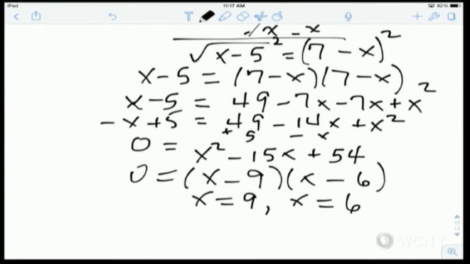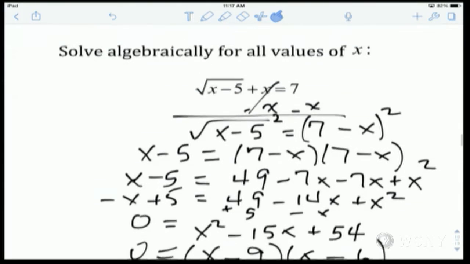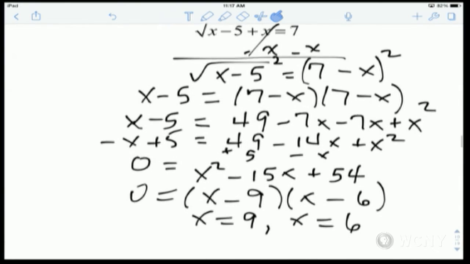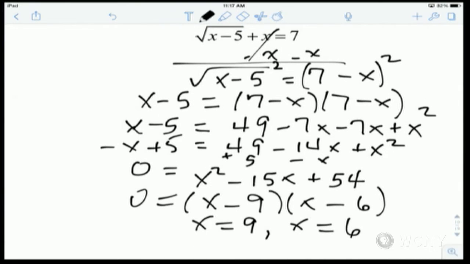Let's start with 9. So my original equation is the square root of x minus 5 plus x equals 7. I'm going to check 9. So if I have the square root of 9 minus 5 plus 9, does that equal 7? Well, 9 minus 5 is 4. The square root of 4 is 2. 2 plus 9 does not equal 7. You need to reject that answer of 9. It does not work. We often get extraneous roots when solving quadratics.